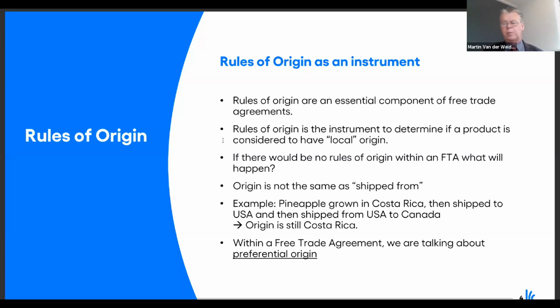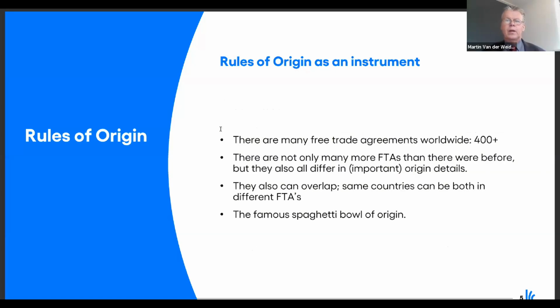It's not always simple, these rules of origin. There are many free trade agreements worldwide. I try to check the exact number, but that's quite difficult. It's something between 400 and 600 free trade agreements in the world. The interesting part is that it's sometimes overlapping. So you can have two countries that are having a free trade agreement, but you can also have a group of countries with one single country or with another group of countries that is having a free trade agreement.